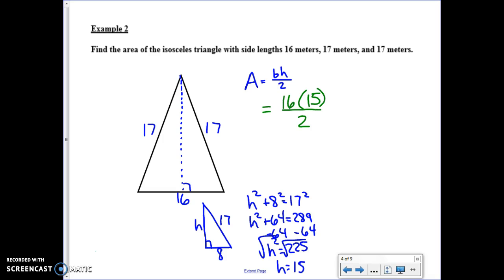So then we have 16 times 15, which would be 240 over 2. So we get 120, and it's meters. When we're talking area, it's going to be meters squared. So 2 steps there. First, we had to find the height using Pythagorean Theorem. Then we had to plug it back into area.